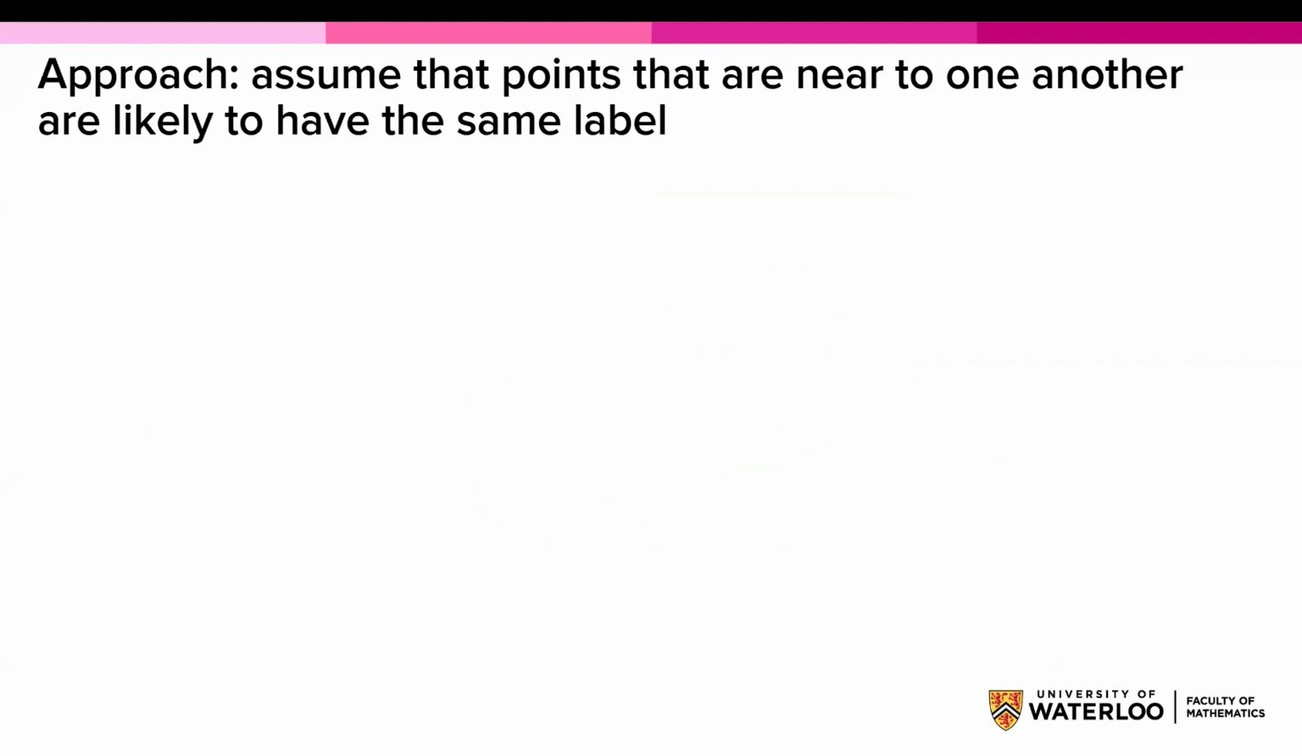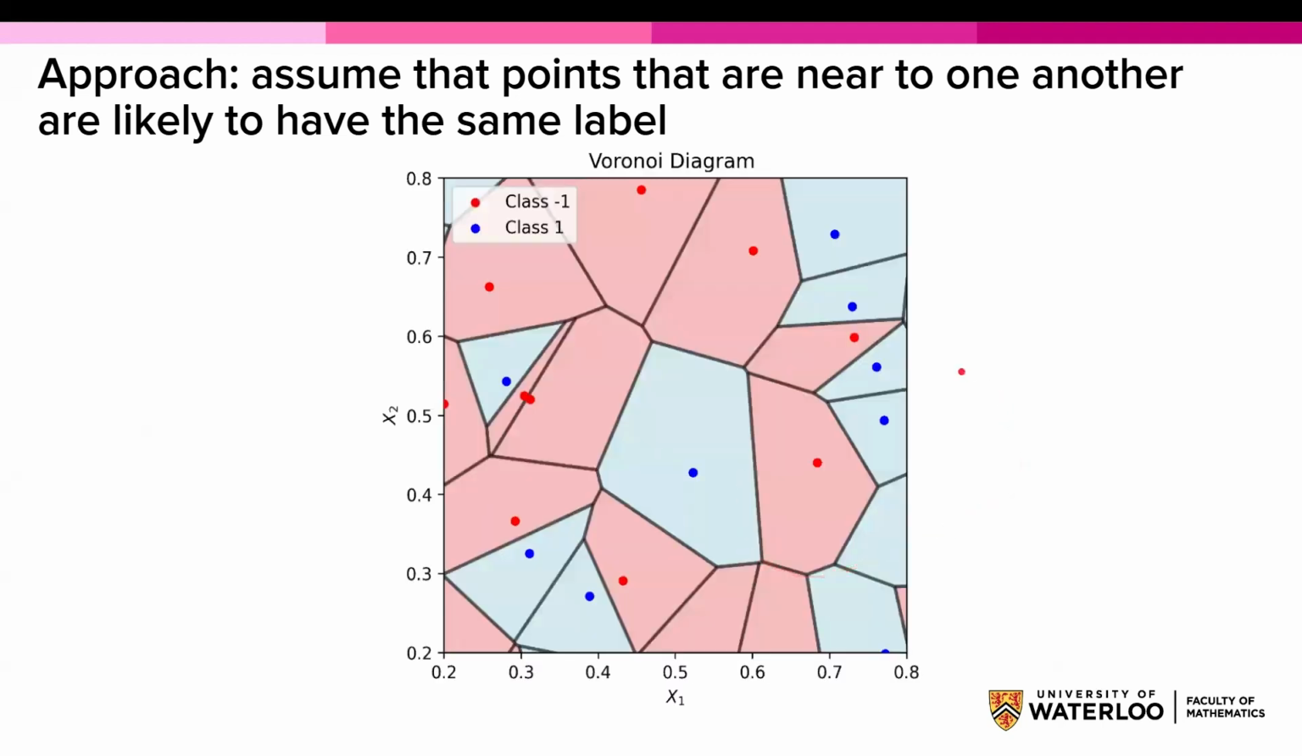And so what can we do when we're faced with a data set like this? A reasonable assumption is that labels are likely to be the same when points are close to one another. What I've shown here is a Voronoi diagram, and this helps to give a visualization of the idea. Each cell in this diagram contains one of our training examples, and everywhere within this cell is closer to that specific training example than to any other point.